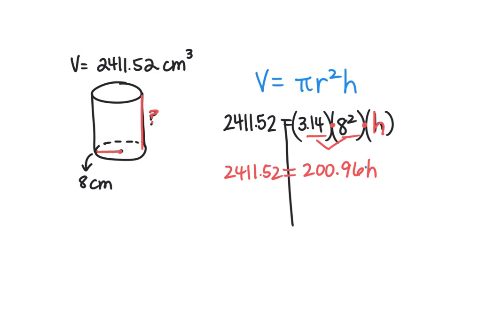Okay, I have one more step to solve the equation. The inverse of multiplying is dividing, so I'm going to divide both sides by 200.96. Okay, on the right side, 200.96 divided by 200.96 is just 1, or 1h. And then now I'm going to do the left side. I'm going to have to type that in. So go ahead and please type that in.